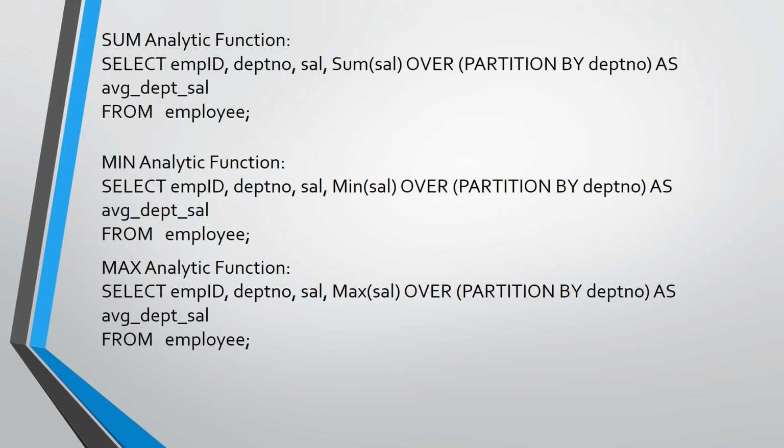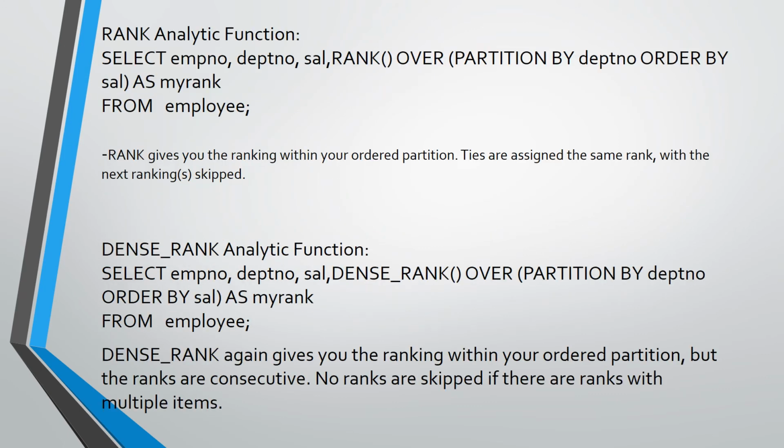Now we have some other analytic functions. Instead of average, we can use SUM, which gives the sum of the salary for each department. The MIN analytic function returns the minimum value for the particular group of rows. MAX returns the maximum salary of the employees for the set of rows grouped by department number. We have the order by as salary.